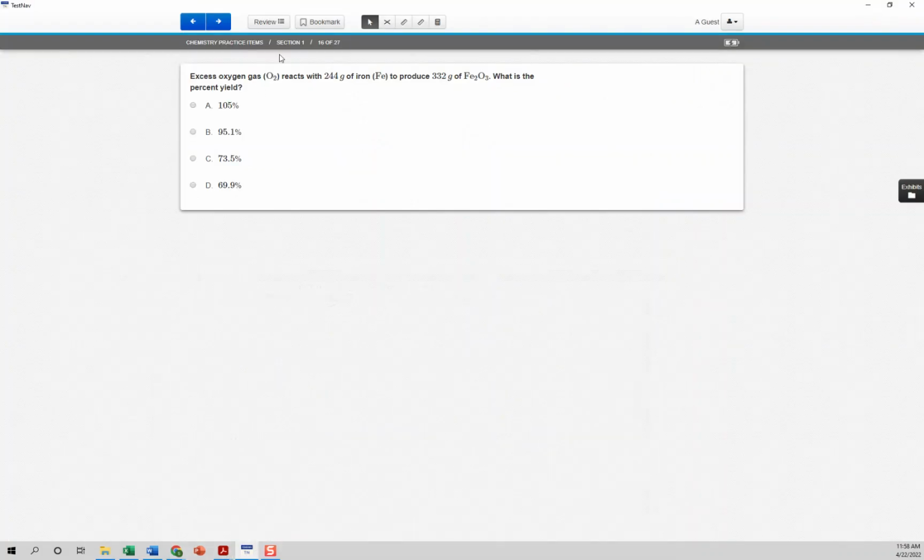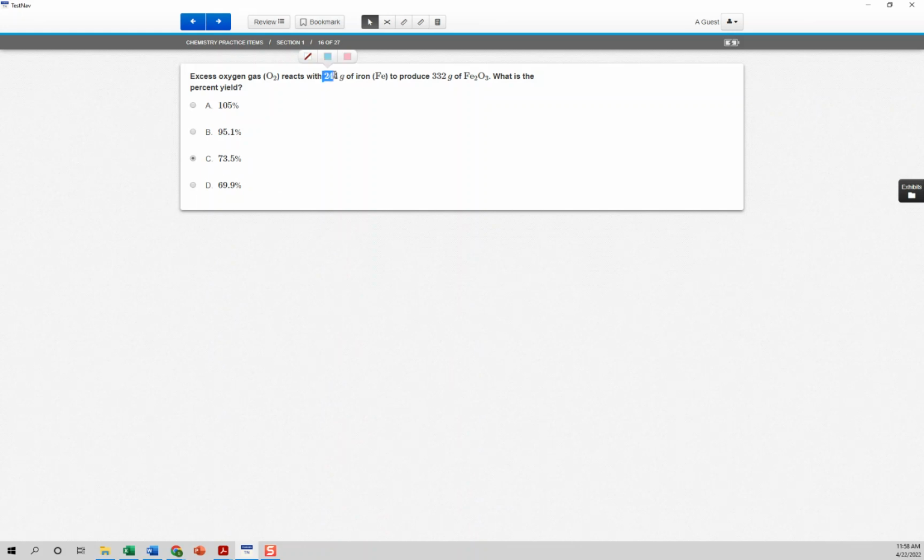So we left off on question 16. It says excess oxygen reacts with 24 grams of iron to produce 332 grams of iron(III) oxide. What is the percent yield? I would say 98% of the students that take the SOL, if you get a question like this, are going to fall for the trap answer, which is C, because they're not really going to think about what was given to them.